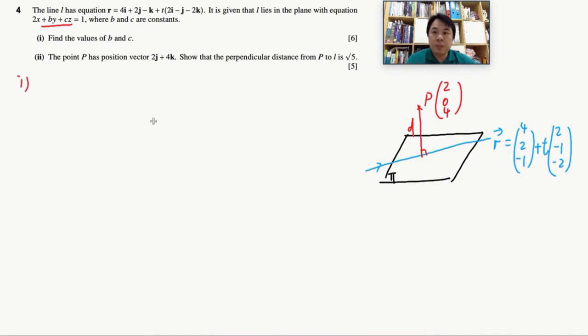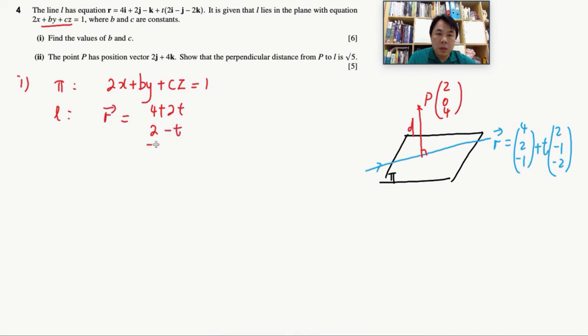All right. Now let's look at number 1. Now line L lies in the plane with the equation there. So since it's lying on the plane itself, all we need to do is solve this simultaneously. So the plane equation here I just label as pi. It's given as 2x plus by plus cz equal to 1, whereas the equation for line L is given as such. I can write it in a compressed form, which is 2t, 2 minus t, and then -1, -2t. And then its x component, y component, and z component must satisfy the plane equation because it's on the plane itself.